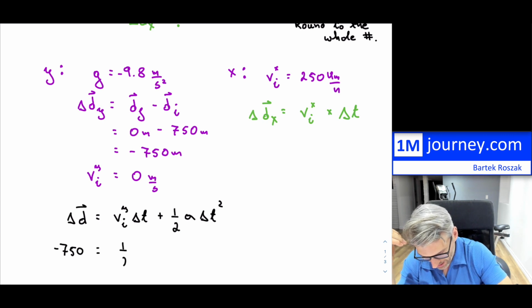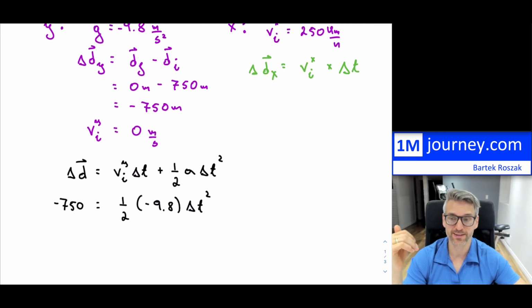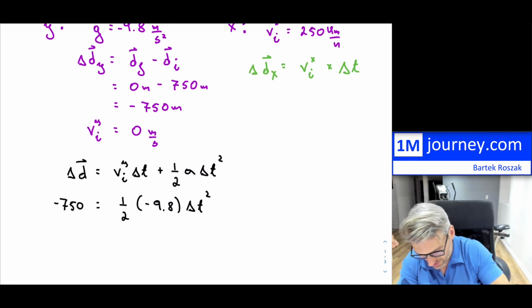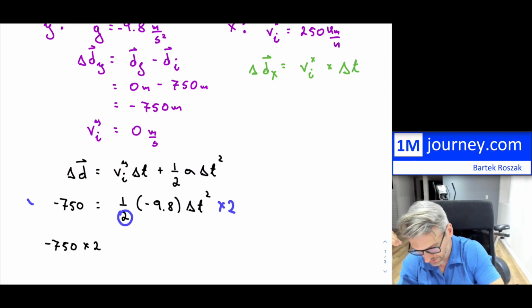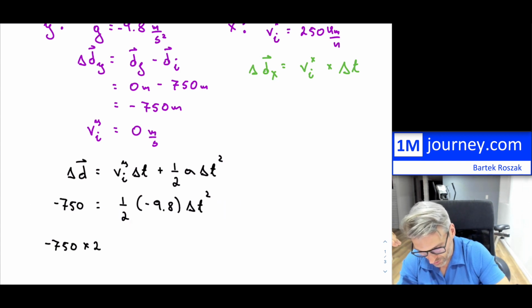And now I will have 1/2. My acceleration is negative 9.8. And then my delta t, I don't know what this is, but I can certainly now solve for it, right? So now solving this, this is going to be negative 750. Notice it's multiplied by 2, so I can multiply both sides by 2, and that will get rid of this. I will then divide both sides by negative 9.8.